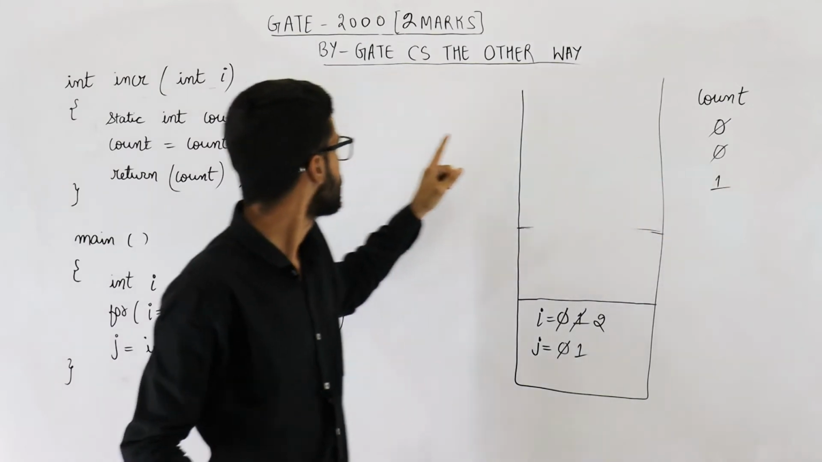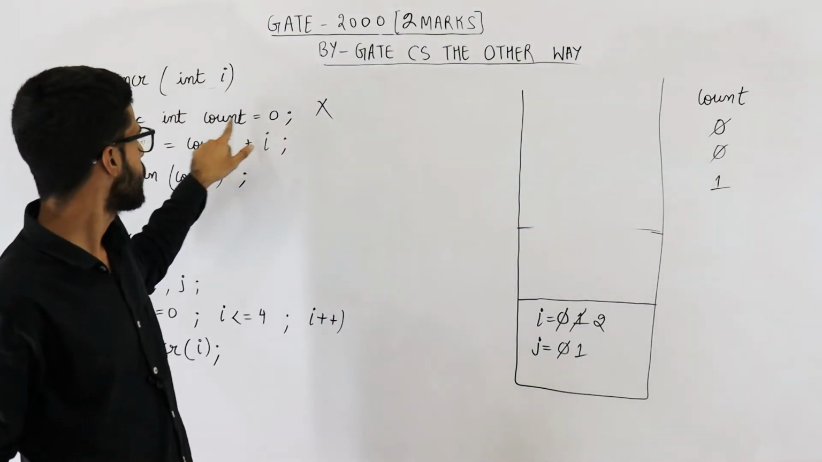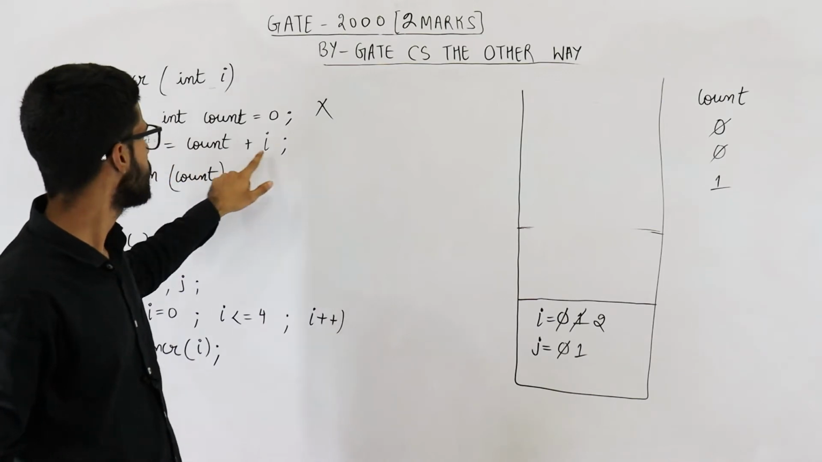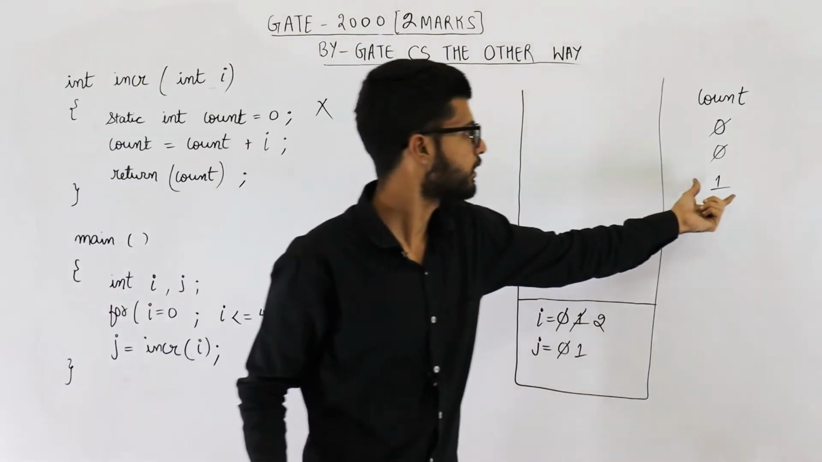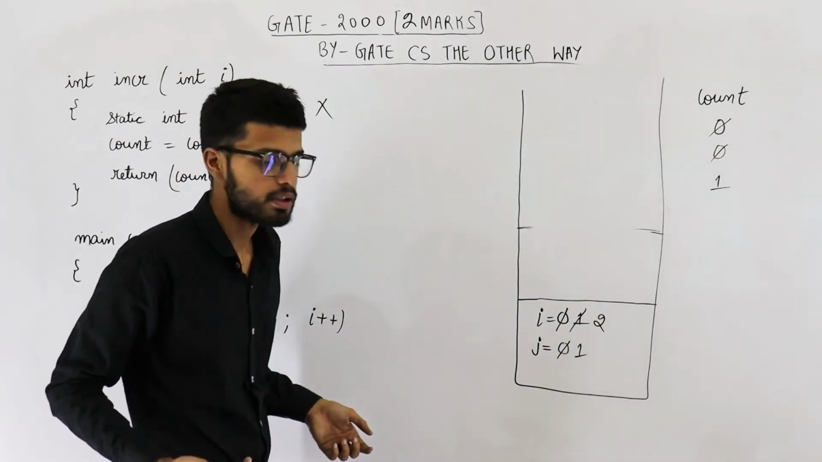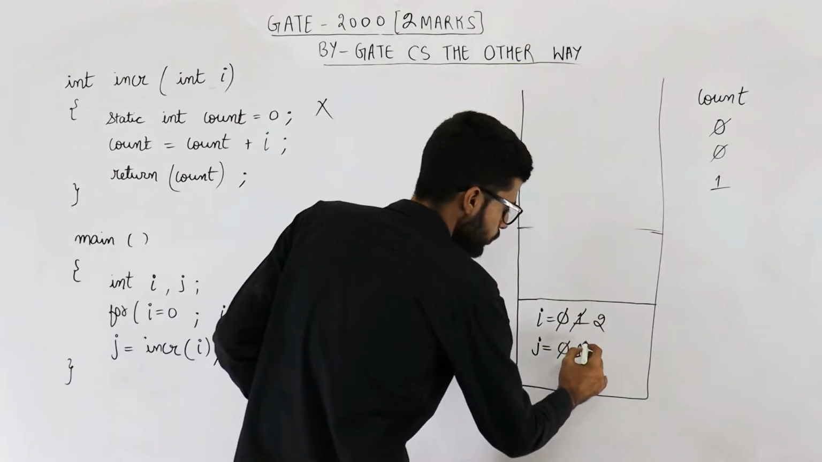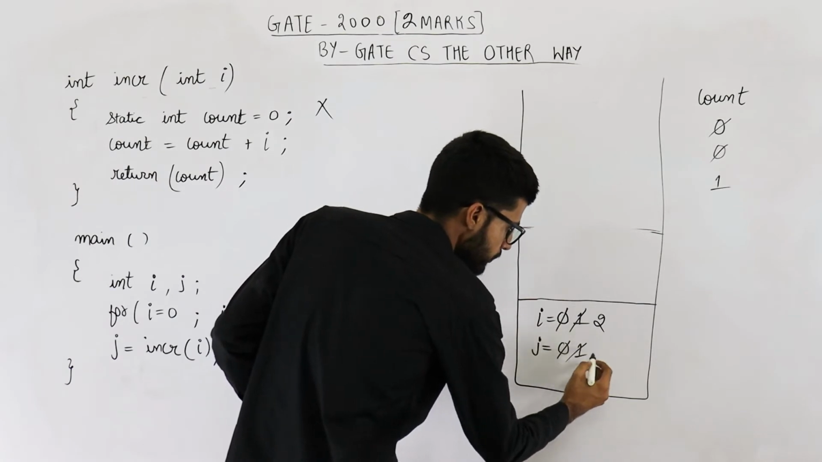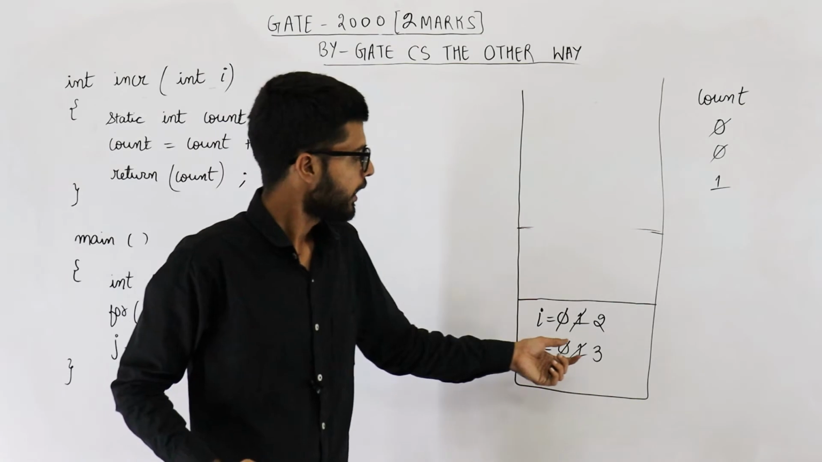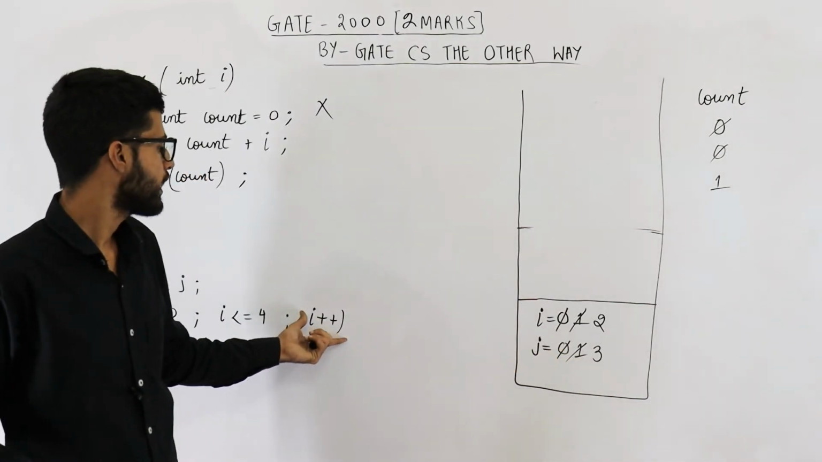See, this line will not be executed because count is a static variable. So start from here: count = count + i. Count is currently 1. i is 2. 1 plus 2 is 3. 3 will be returned. The value that is returned will be written here like this. 3 is returned, and after that we are going to execute this line.